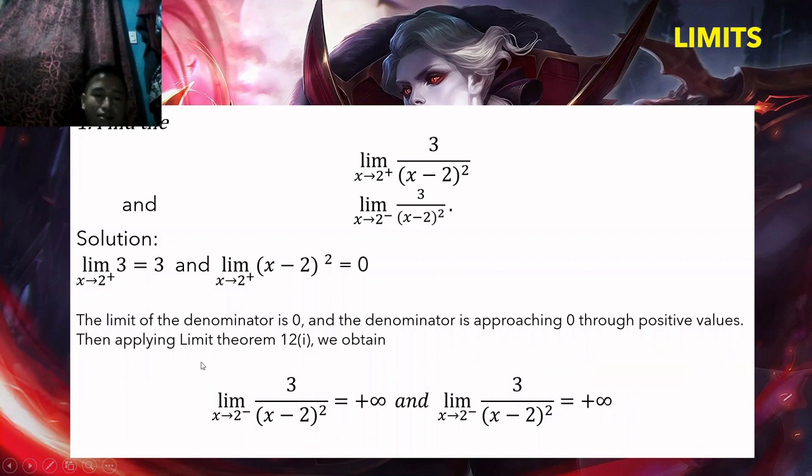The limit of the denominator is 0, and the denominator approaches 0 through positive values because of the squared. Whatever is inside, negative or positive, once squared it is always positive. So it is positive over positive, and the result should be positive infinity. That is the theorem from earlier.